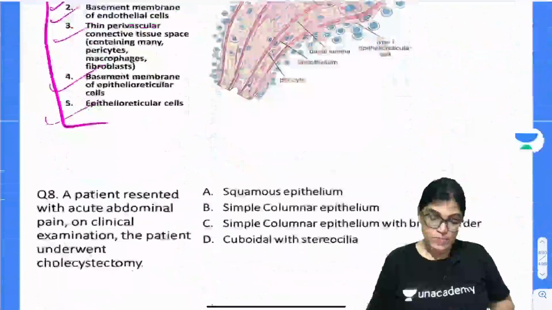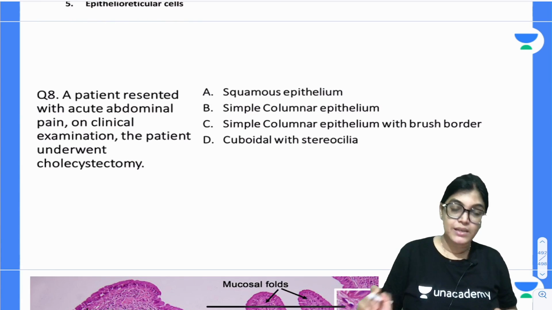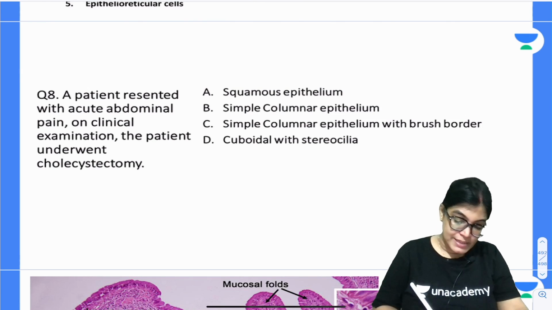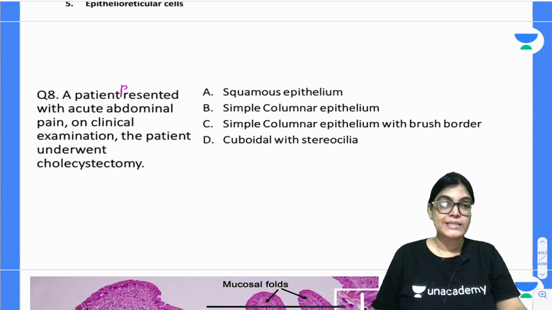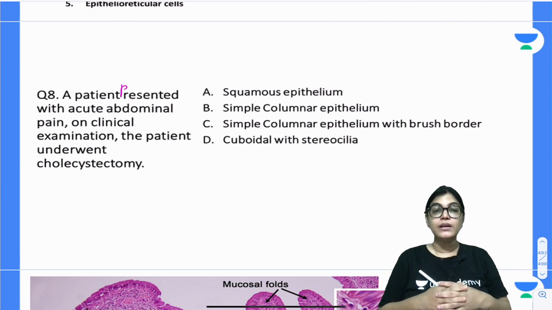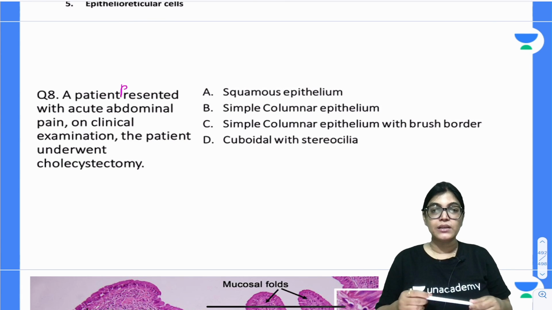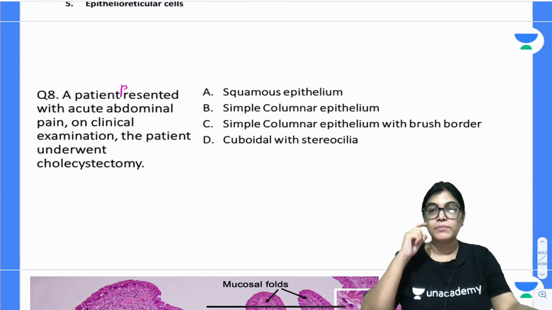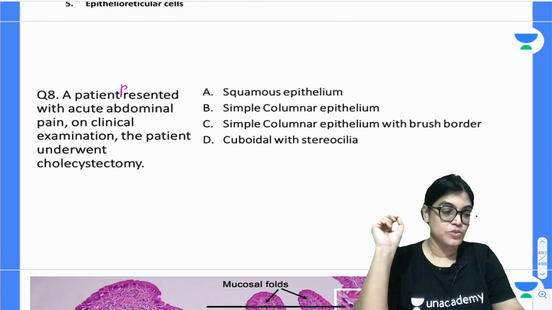So got it everyone? Let's move on to the next, question number 8. Easy one. This is an MCQ targeted from epithelium. A patient presents with acute abdominal pain, and on clinical examination the patient underwent a cholecystectomy operation. What will be the finding in the patient, which type of epithelium will be present? Squamous epithelium, simple columnar epithelium with brush border, cuboidal epithelium with stereocilia. So we have 4 options for question number 8 and you have to mark the correct answer. Question number 8.